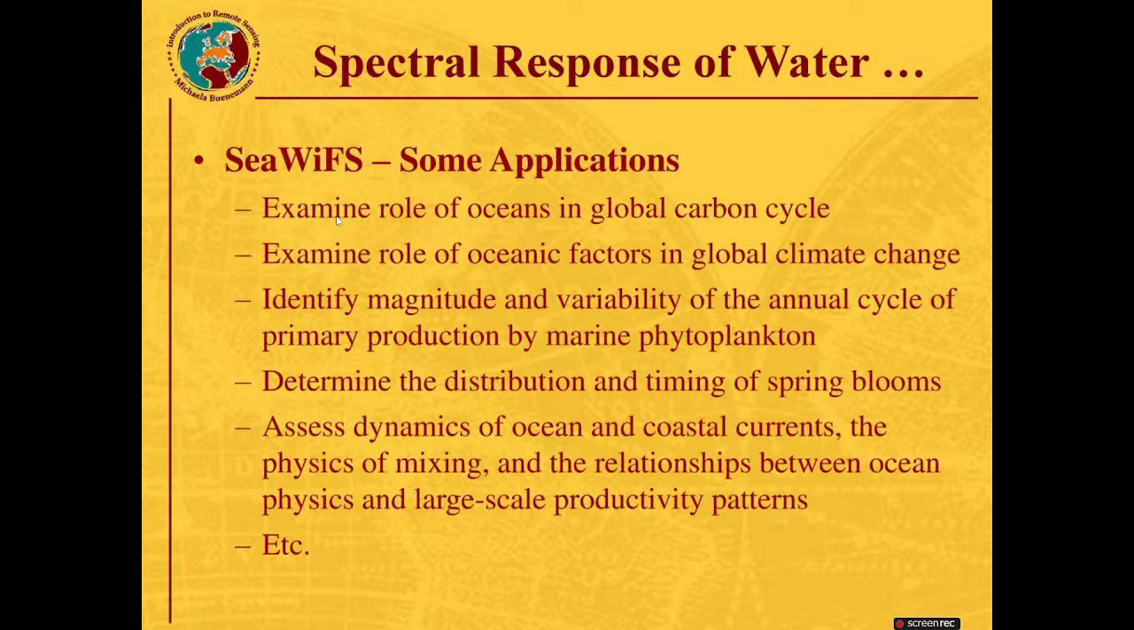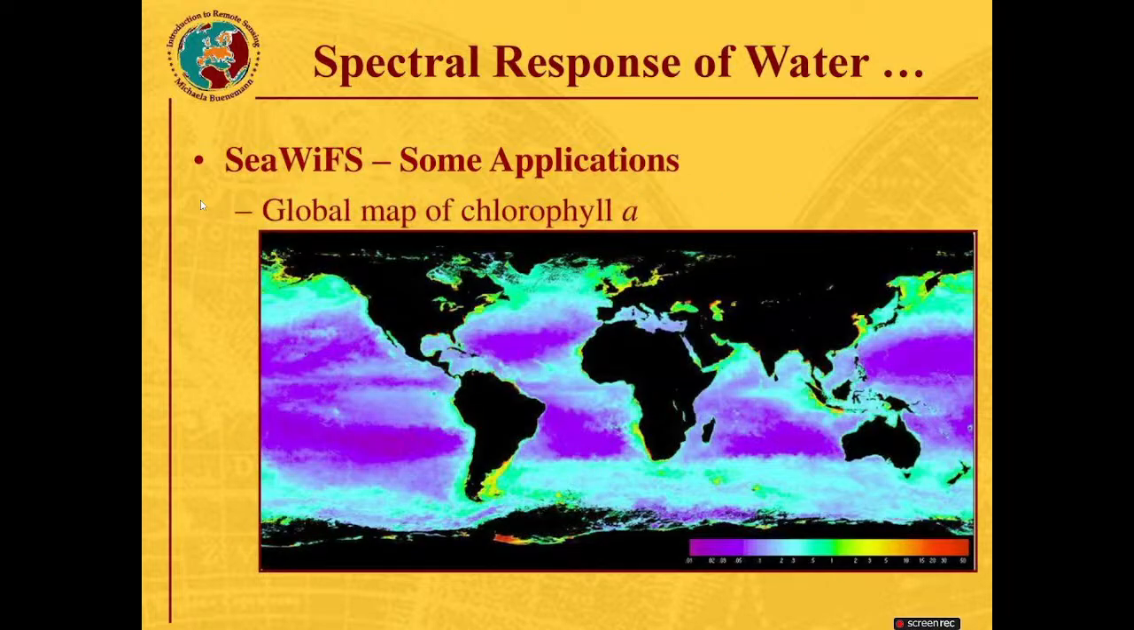Mainly we use this satellite image for examining the role of the ocean in the global carbon cycle, examining the role of oceanic factors in global climate change, identifying the magnitude and variability of the annual cycle of primary production by marine phytoplankton, determining the distribution and timing of spring blooms, and assessing the dynamics of the ocean and coastal currents and physical mixing. So a lot of things we can easily do using SeaWiFS. Some applications are included here.